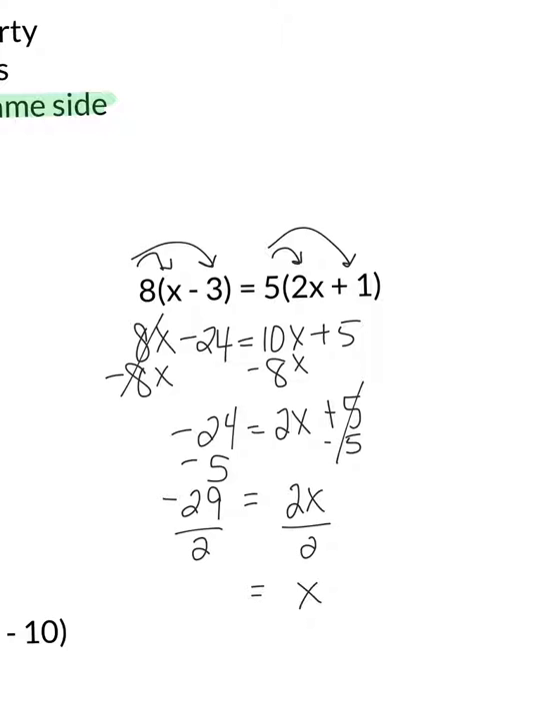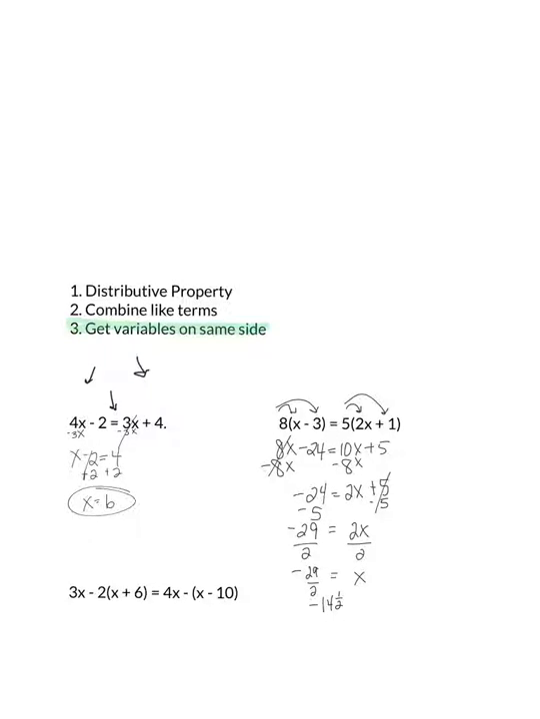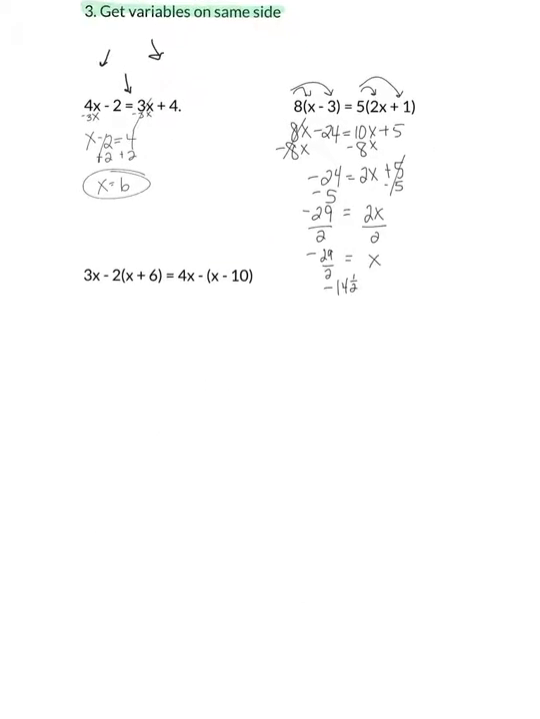And x will equal negative 29 halves. Or you can call this one negative 14 and a half. So step 1, distributive property. Step 2, combining like terms. Step 3, get your variables on the same side.